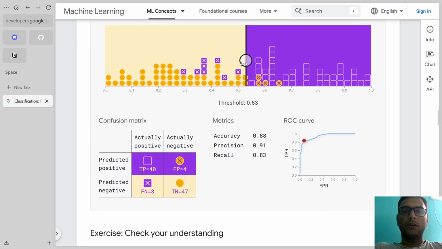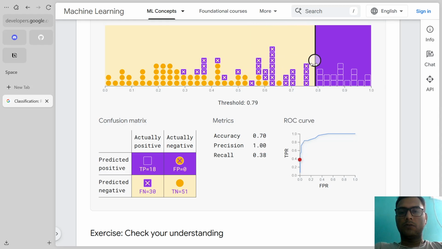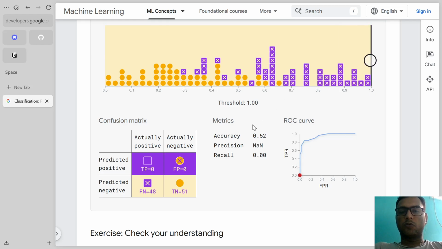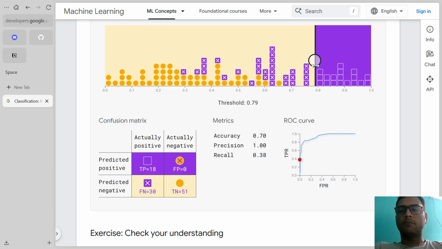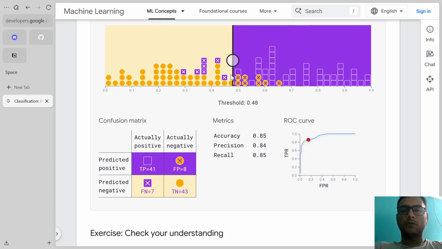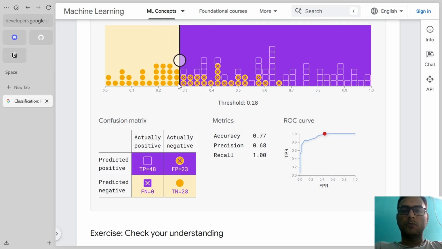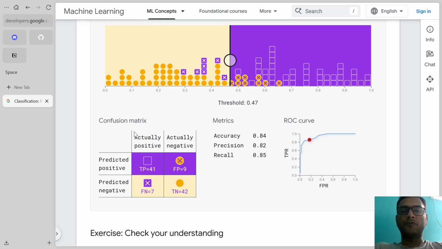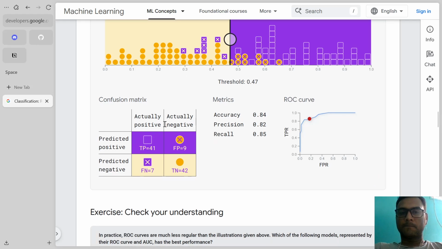So let's say I increase the threshold. Then my ROC curve, which is TPR over FPR, goes to 0. Now if I start lowering it... this we've already seen: the confusion matrix, the 2 cross 2 matrix based on the 4 outputs, and this is the matrix for accuracy, precision, recall.